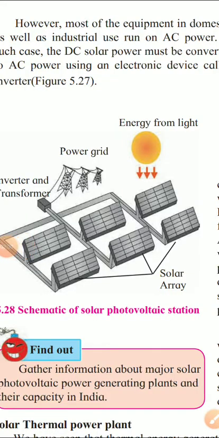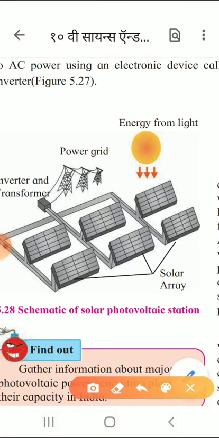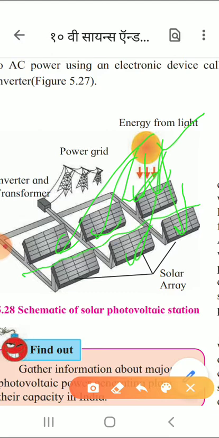Here I will show you, children, this is energy from the sunlight, it is coming. It is the schematic of a solar photovoltaic station. Here the energy from the light is coming, and it is absorbed by the solar panel. These all are the solar panels, you can see here. Here it is absorbed, and further it is formed in the form of DC current or direct current. So this way they are making the solar array. The solar panels are arranged in series form. This is the series form, and they are also arranged in parallel form. This is the parallel form.